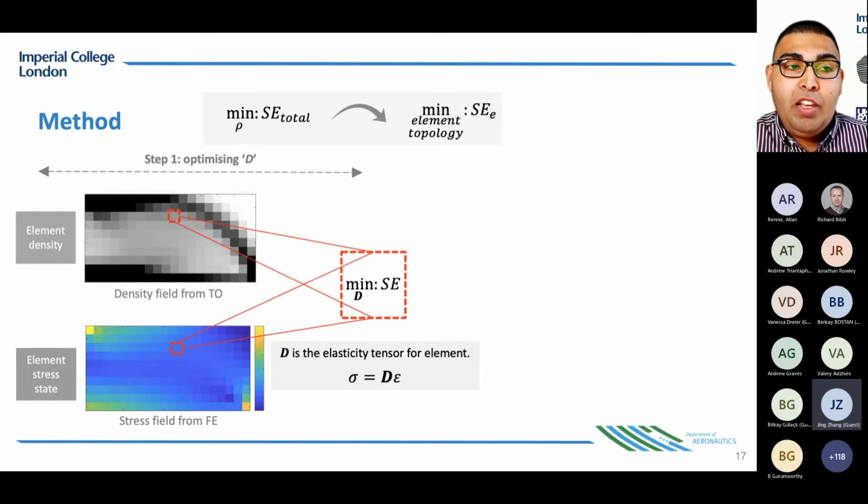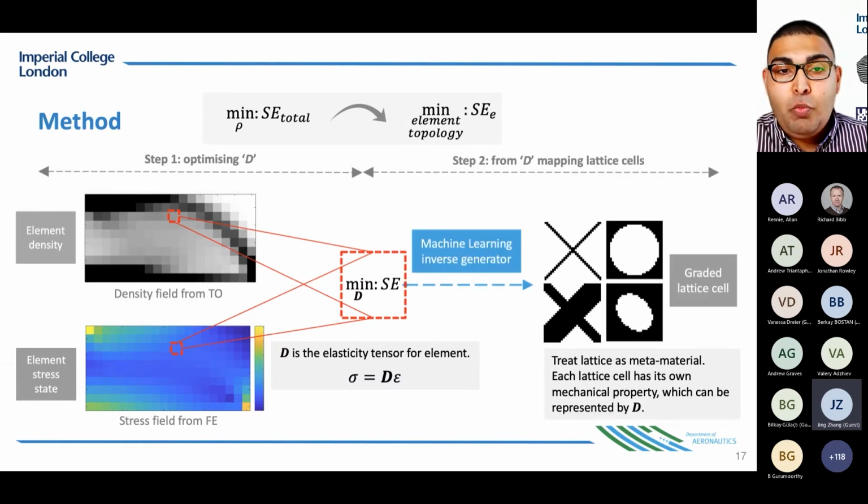What we do here, unlike most simplified approaches where generally final element density is used to do some form of mapping of lattices, we also take the end result of a low resolution topology optimization result. We obtain the stress state for every given element, and we minimize the strain energy for an element subject to this elasticity tensor. And then the second part is the one that relates to the machine learning. Here we use an inverse generator, which uses the tensor that we had to obtain what would be the best unit cell topology or geometry in that particular element.